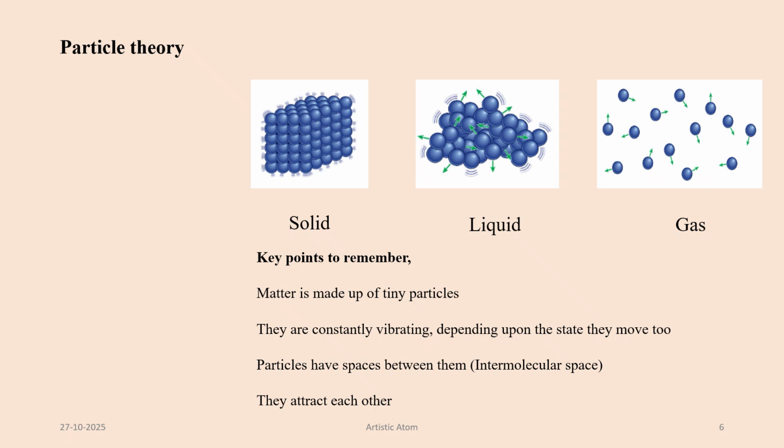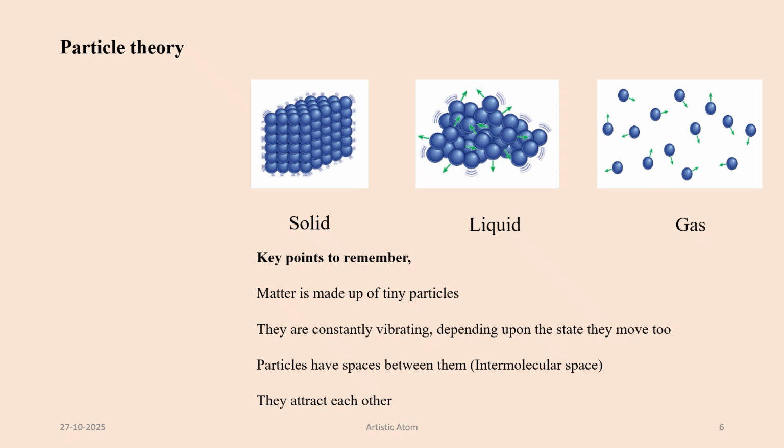Next, the second point that we should remember is that these particles always keep on vibrating. Even in case of solids, liquids, and gases, the particles keep on vibrating. But they only move depending upon the state in which they exist. For example, in case of solids, particles vibrate but they do not move. The reason behind that is because they are tightly packed, and since they are tightly packed, there is not enough space for them to move. Whereas in case of liquids, they have a little bit of space, so along with vibration, they can move. But in case of gases, they have a lot more space between these particles and hence they can vibrate and move too.